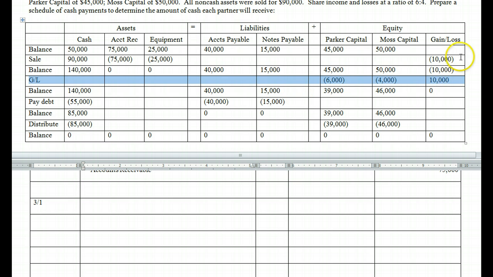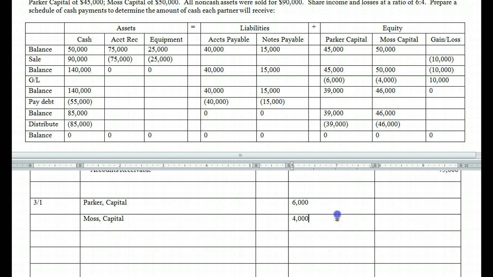All right. So then the next thing we did on our liquidation is we actually handled our gain or loss, and we distributed that gain or loss to our individual partners. So what's happening here? Well, each of our capital accounts are being decreased. Our Parker capital is going down by 6 and our Moss capital is going down by 4. So we're actually reducing their capital by the amount of loss. Well, think about this. How do we reduce capital accounts? Well, to reduce the capital, we're actually going to go in and debit those accounts, okay? So we're going to go in and we're going to debit Parker's capital and we are going to debit Moss capital. And it's going to be for the respective amount. We've got 6,000 and 4,000.